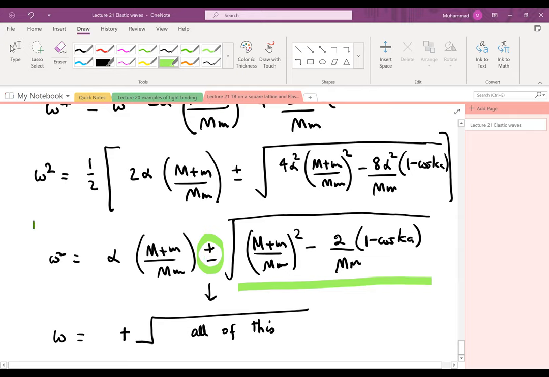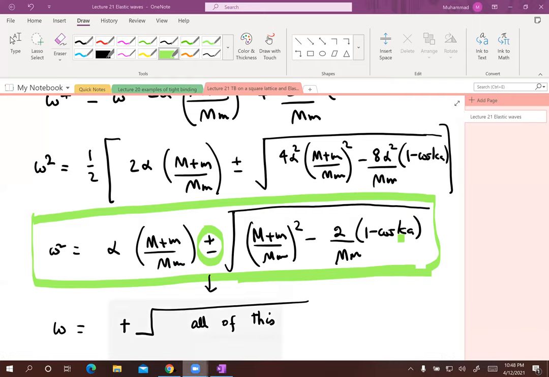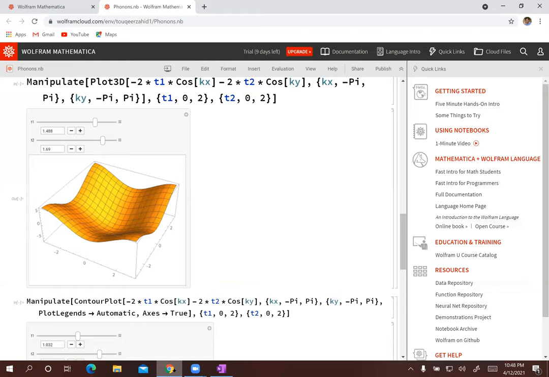So if I look at this expression and I were to plot this with respect to K, let's see what I get. So I'm going to turn my Mathematica back on. I'm going to stop my share and I'm going to reshare my screen. All right, so can you see my Mathematica screen? Yes, sir.